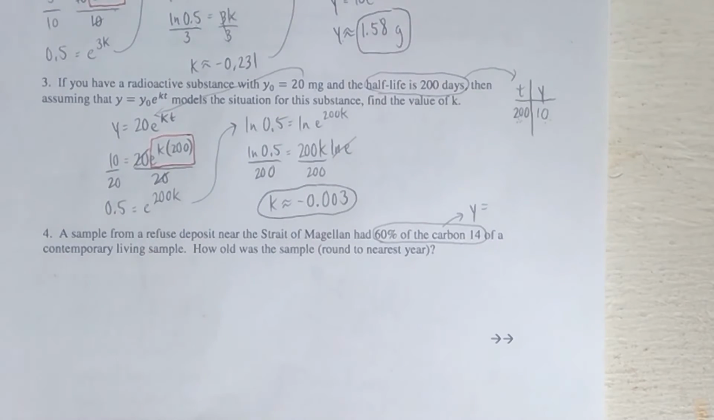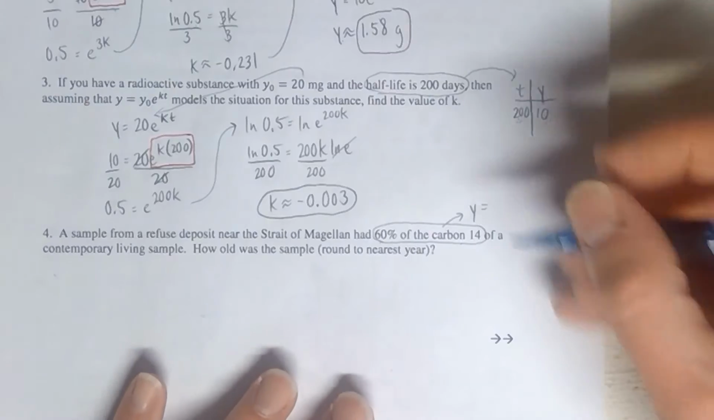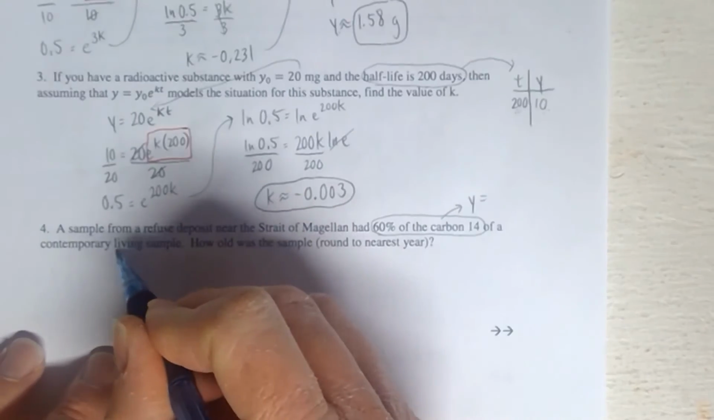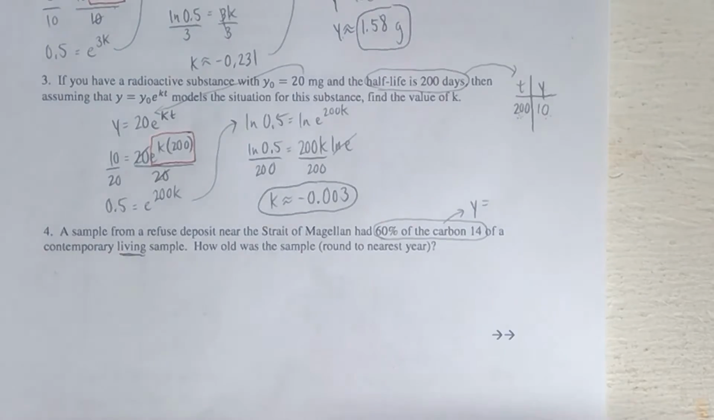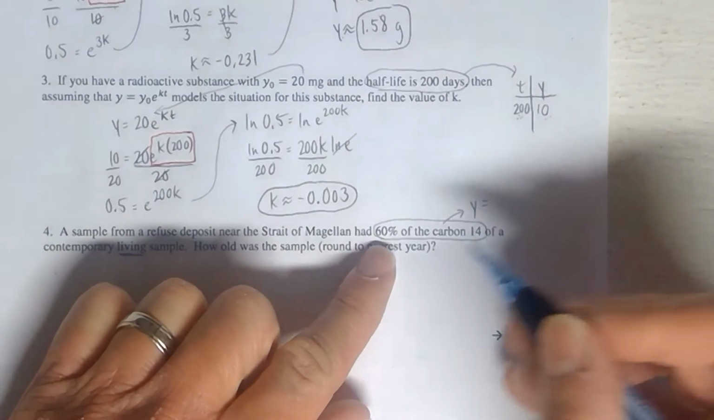It's when it dies that the carbon-14 starts to decay off. So when they say living, they're referring to Y naught, the actual amount at time 0 before it starts decaying, because it's still alive, it hasn't died yet. Here's how it works though.